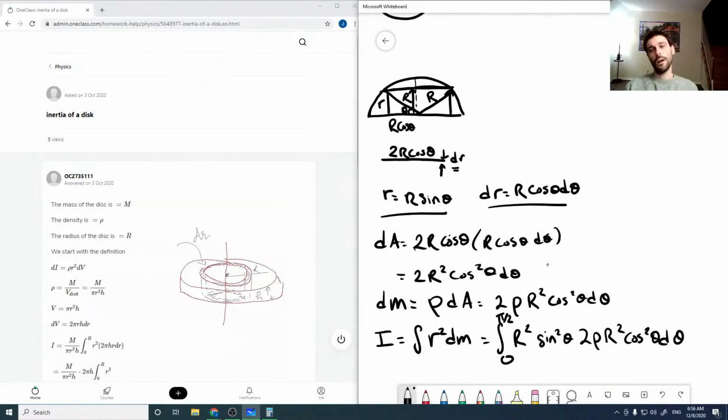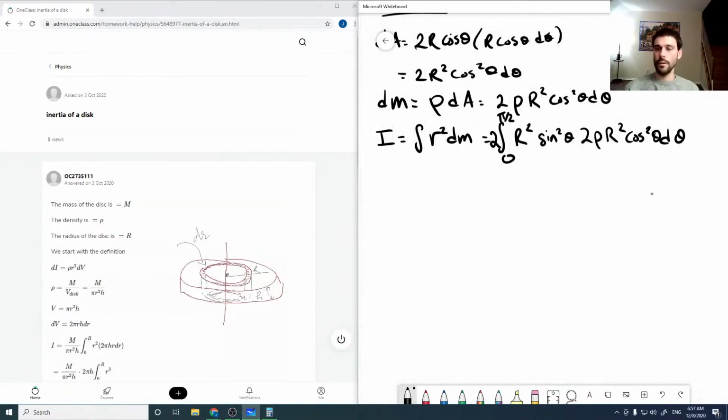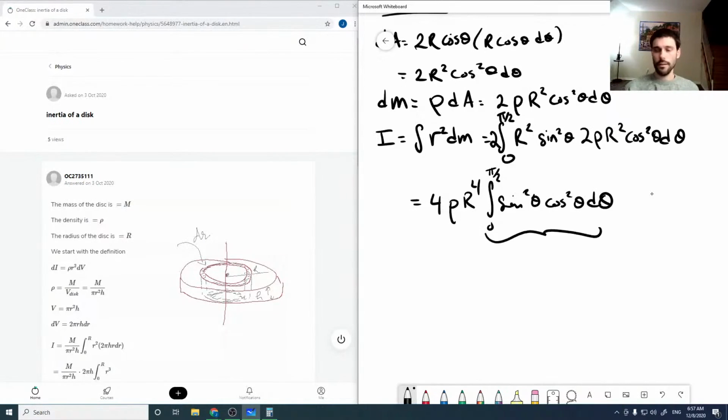But now if we look, I'm only doing half of the disk. So to get the other half of the disk, we just need to multiply this by 2. So our moment of inertia is going to be 2 times this integral from 0 to pi over 2 of all these terms. And now pulling out all of our constants, and in this case our capital R is our constant, we've got 4 rho r to the 4th, integral 0 to pi over 2 of sine squared theta cos squared theta d theta.